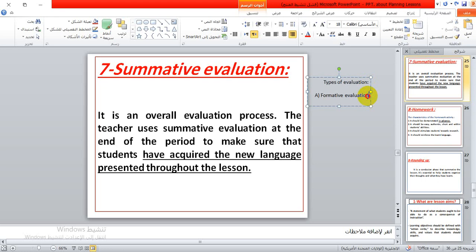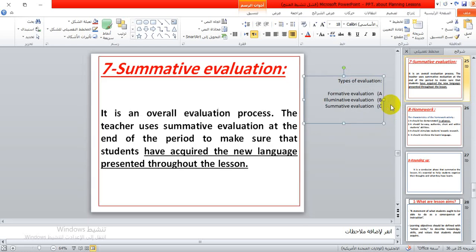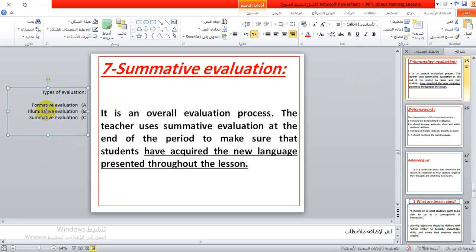and we have eliminative evaluation, and the third type is summative evaluation. If I ask you what is the difference between these types of evaluation? Here we have formative evaluation, eliminative evaluation, and summative evaluation.